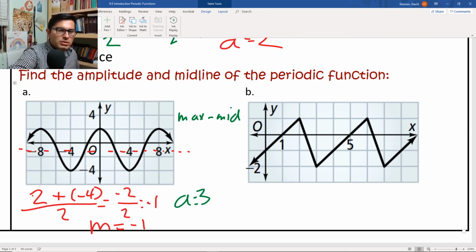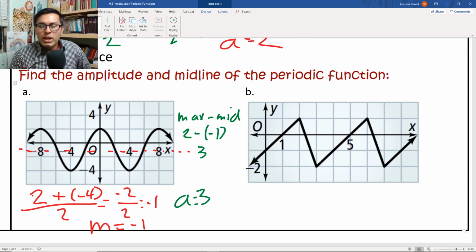Well, our maximum is going to be 2. And our midline is going to be at -1. So we're subtracting -1. What does that equal? Well, 2 minus -1 is the same thing as adding 1. So that means that this is going to equal 3. So again, once you have your midline, you could find your amplitude rather quickly, even if you can't count it because of a stupid grid or something like that. So let's look at question number B.